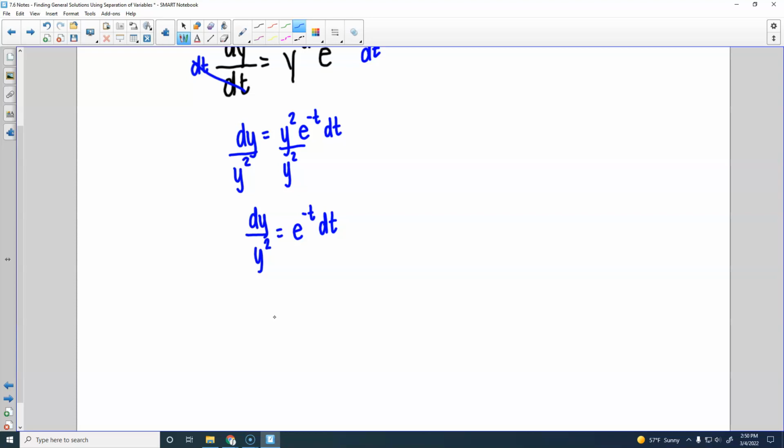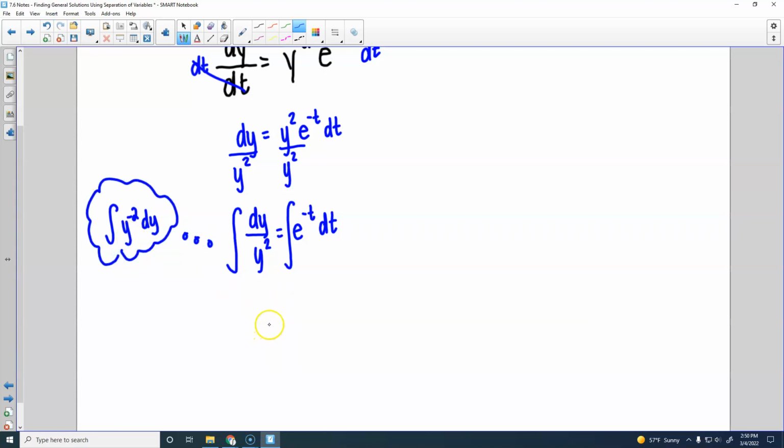All right, so since we have separated, all of our y's are on one side, all of our t's are on the other, we now can integrate. Now I would like to think of this as y to the negative 2 dy whenever I'm integrating. So here's my little thought bubble. This is how I'm going to think of it.